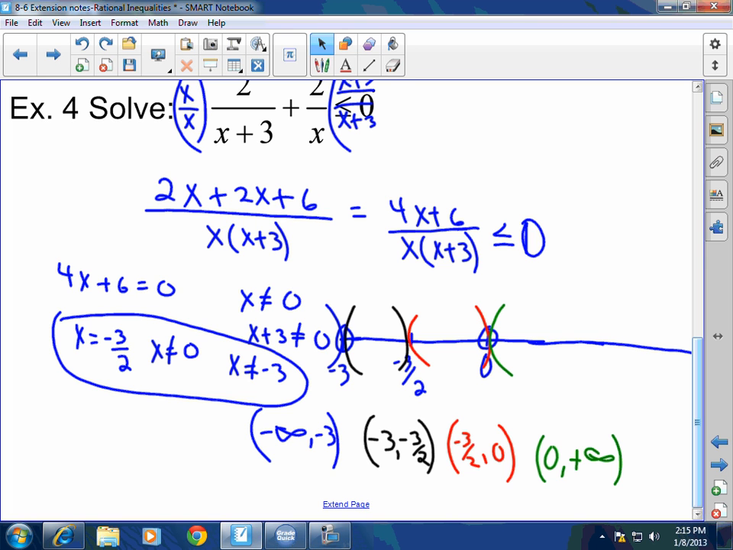Now, first of all, am I looking for a positive quotient or a negative quotient? Well, how do we know that I'm looking for a negative quotient?